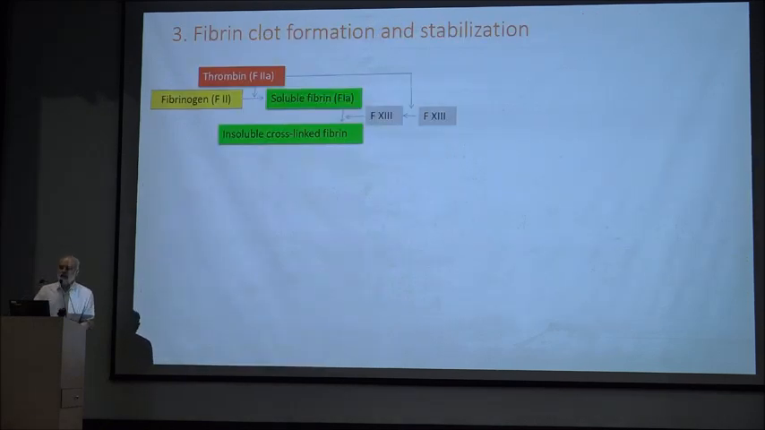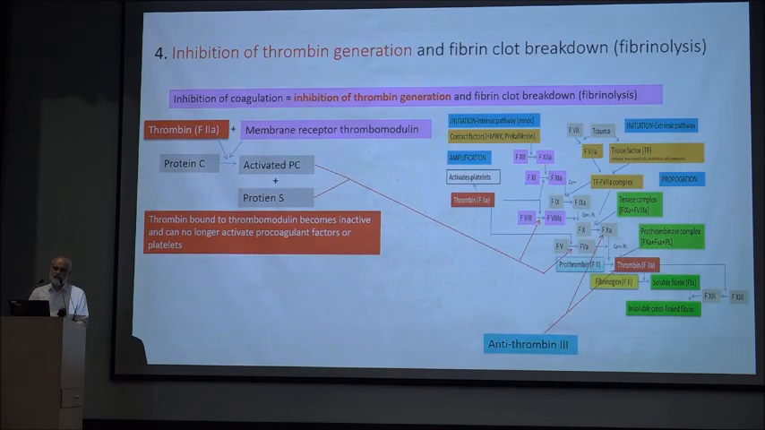Next step is clot formation and stabilization. So thrombin has been formed. Now it will convert fibrinogen to soluble fibrin, and few clotting factors are involved, and then insoluble cross-linked fibrin will be formed. Now, once fibrin has been formed, then there has to be some checks and balances so that excessive thrombin generation is not there. So inhibition of coagulation occurs. Thrombin is combined with thrombomodulin, and when thrombomodulin gets combined with thrombin, thrombin becomes inactive and it can no longer activate the procoagulant factors, but it activates protein C.